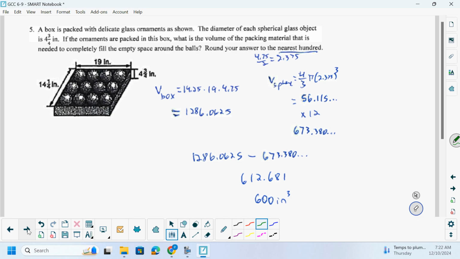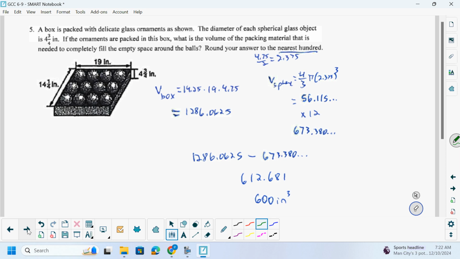And we're going to take away the volume of each of the spheres. Whatever is left over is the space that needs to be filled with the packaging material so that the ornaments do not break. If the height of our box is 4.75, from the 4 3/4, divide that by 2, and that tells us our radius of each sphere is 2.375.